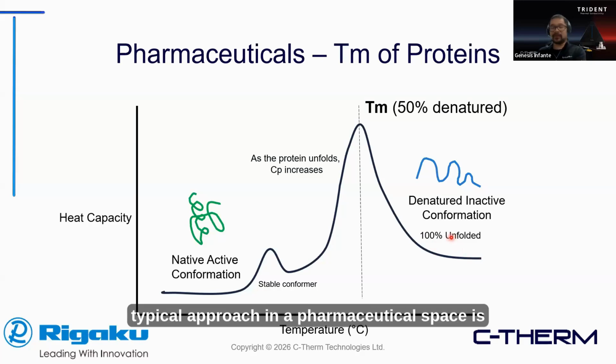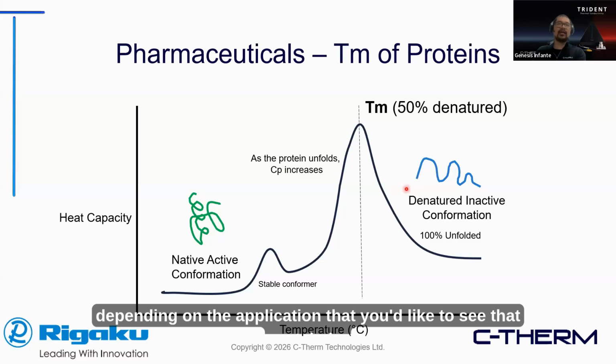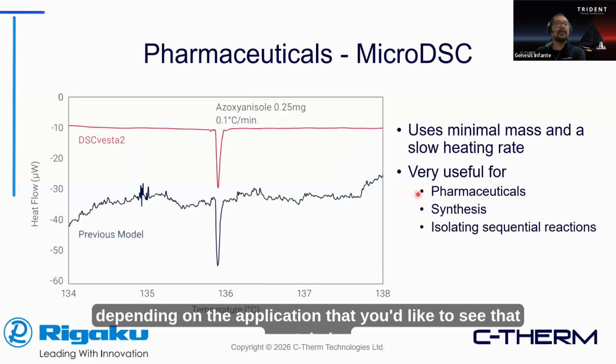A typical approach in the pharmaceutical space is to optimize and try to redesign the protein so that you'll have a better Tm value. The higher the Tm value typically is associated with a more stable protein, depending on the application that you'd like to see that protein in.